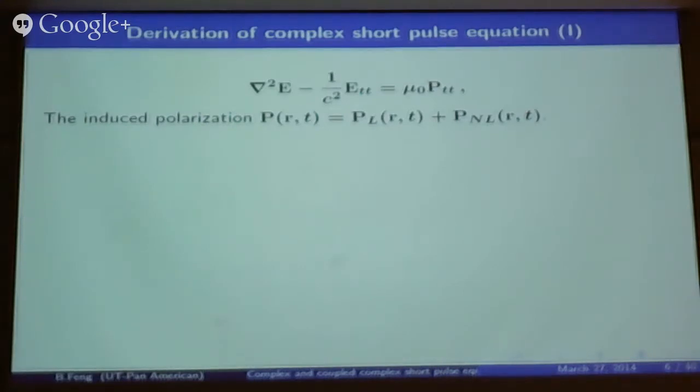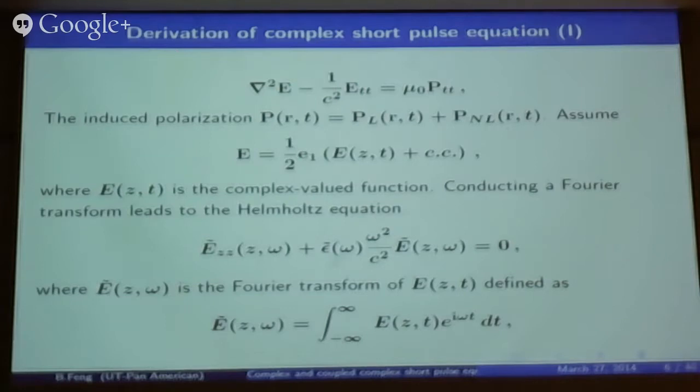Okay, now let's see how we can get this coupled short pulse equation from the Maxwell equation. For the Maxwell equation, we can write it down as a wave equation of this form. E is the electric field, and P is called the induced polarization. We have the linear part and the nonlinear part, which I put there. And here we need to assume the electric field. Here we just consider the linear case, the linear polarization, so we're just getting a single component equation. And E1 is the polarization direction, which stays fixed while the pulse propagates along the fibers.